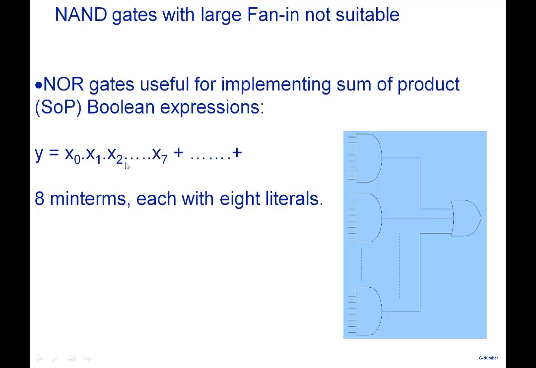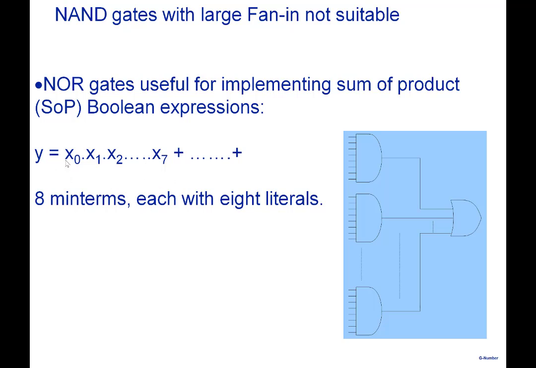Well, if you look at this, NOR gates are used for implementing sum of product expressions. So if you have a Boolean expression like this, x0, x1, x2, x7 plus whatever, right? Suppose you want to implement this whole thing as one single gate. Well, we have seen that you can take this expression, cast it in multi-level form and all that, but that requires effort. That requires effort to break this into a multi-level form.